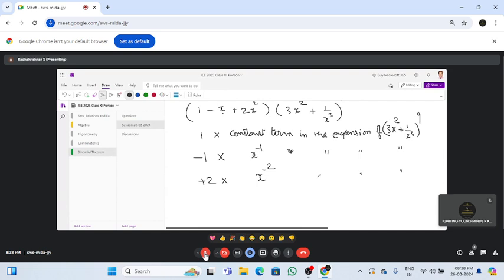Okay. So now you find out what is the constant term in the expansion of 3x squared plus 1 by x cube whole power 9. What is the coefficient of x power minus 1 in the expansion? Coefficient of x power minus 2 in the expansion. You have to find out those three things. That's all. And then multiply respectively: 1 into constant, minus 1 into x power minus 1 coefficient, plus 2 into x power minus 2 coefficient.